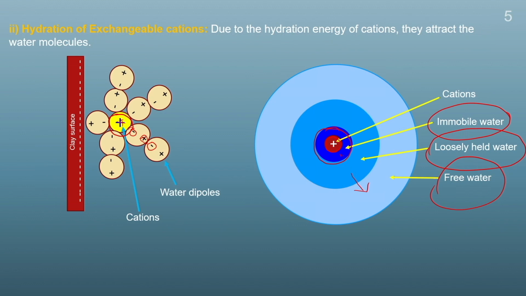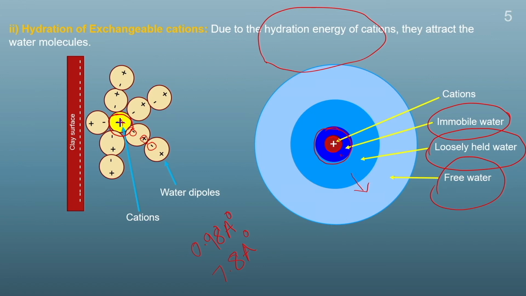This force of attraction of the cations generally comes from the hydration energy of the cations. Due to this hydration energy, the cations can attract the water molecules. The higher the hydration energy, the higher the amount of water it can attract. If we look at the sodium ion, the size of the unhydrated sodium ion is around 0.98 angstrom, but after hydration it can increase its size to 7.8 angstrom.